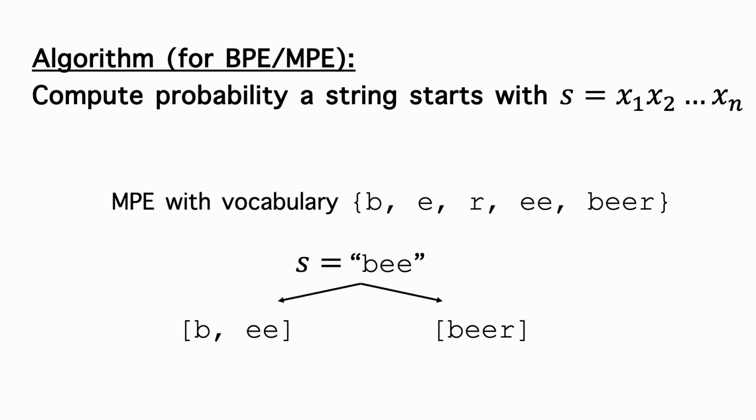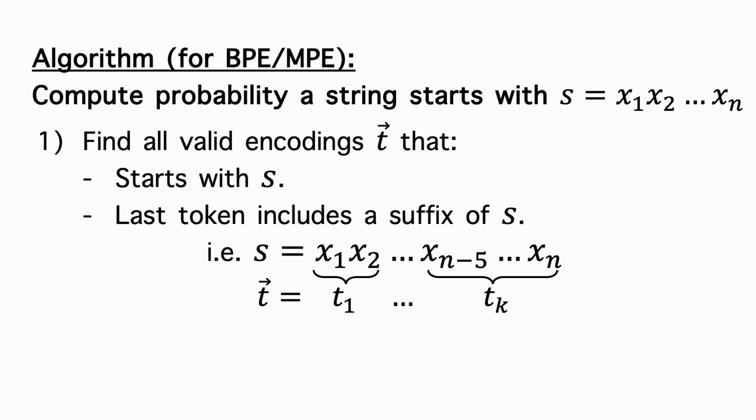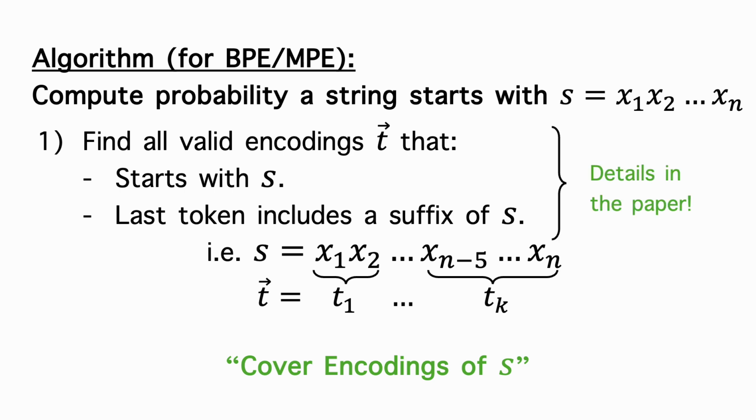As an example, consider this vocabulary and we are doing MPE. For this prefix B, we found that there are two valid encodings that contain this prefix, shown below. So any string whose encoding starts with one of these two must also start with the prefix B, and vice versa. We formalize this idea here in step 1 of our algorithm. In the paper, we refer to these encodings as cover encodings of S. And you can find in our paper how to efficiently find these cover encodings.